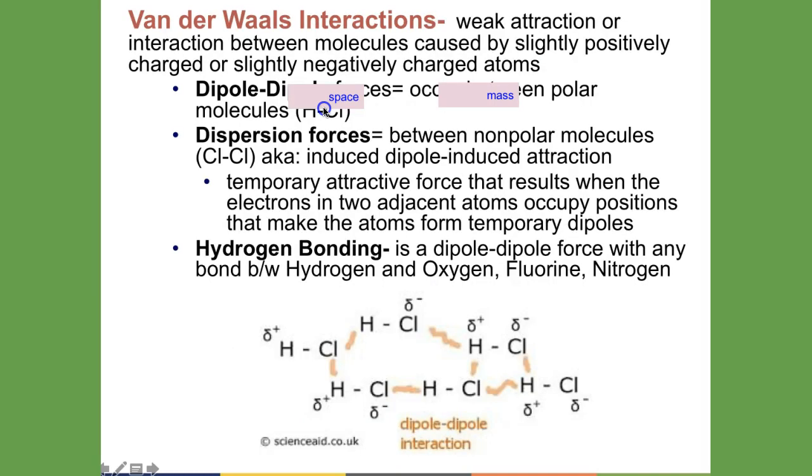And the last one we're going to be talking about today as far as the different chemical bonds is van der Waals interactions. It's the weakest of all the 4 bonds. Okay, it's more of a weak attraction than a bond. It's actually an interaction between molecules caused by slightly positively or slightly negatively charged atoms.